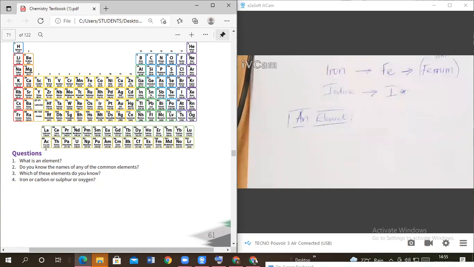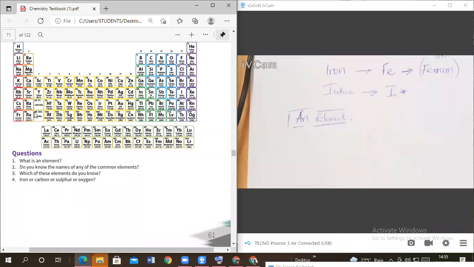Then you check 89 to 103. Where is it? It is just below that one. It is called the actinides. And they are supposed to be fixed there where the table is. Now, have you got it clearly?